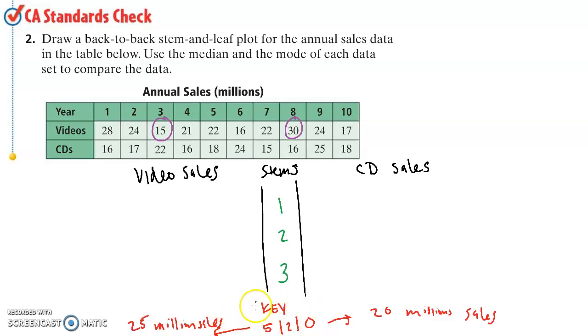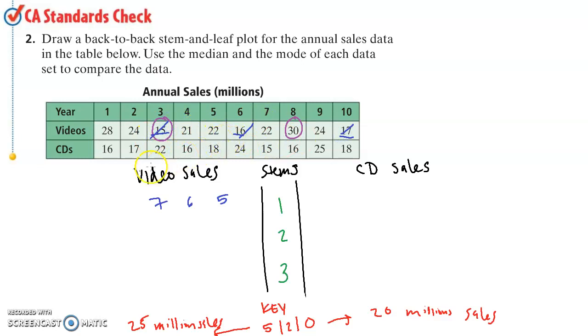20 and 25. Now, I already went ahead and said video sales are going to be on the left, CDs are going to be on the right. It's up to you how you want to do it. I'm just going to start looking for any values for videos that start with the 1 as my lead place value. So I have 15, 16, and 17. I put the smallest number close to the stem, and I already used these.